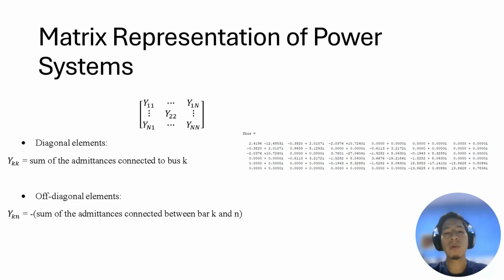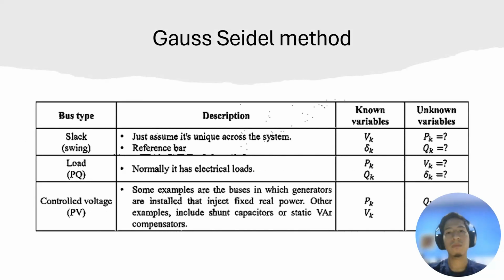currents. As we can see, we have a matrix where the diagonal elements are the sum of the admittances connected in each bus, and the off-diagonal elements are the negative of the sum of the admittances connected between the buses. From the matrix, we can determine the conductance matrix, that is the real part of this admittance matrix, and also we can determine the susceptance matrix, that is the imaginary part of this matrix.